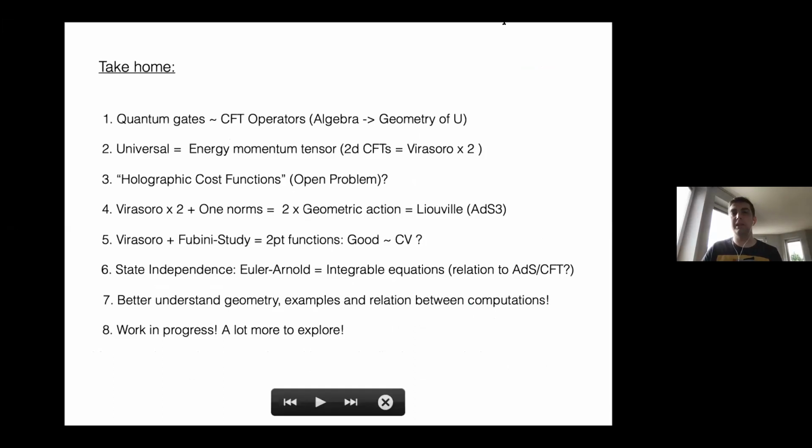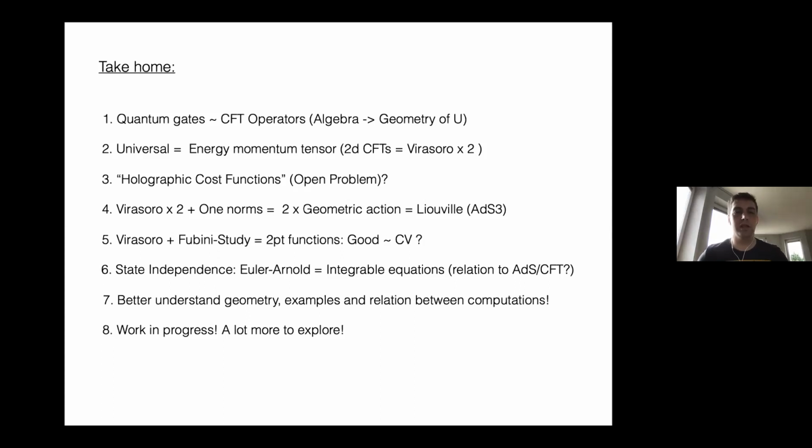Okay, so I'm done. I'm sorry for going over time. I just wanted to say that there's some take-home message that we are still very much in progress. But the one thing that is interesting and clear is that we should think about quantum gates as CFT operators. If we want to be universal, then we should maybe first try to understand energy momentum tensors. Holographic cost functions are still an open problem.